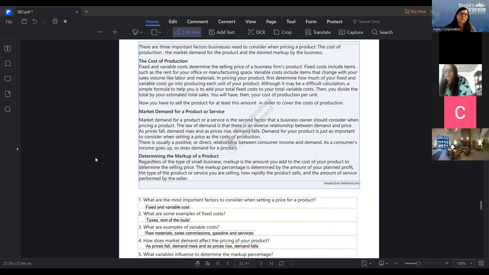In pricing your product, first determine how much of your fixed and variable cost go into producing each unit of your product. It may be a difficult calculation. A simple formula to help you is to add your total fixed cost to your variable cost, then divide the total by your estimated total sales. You will then have your cost of production per unit. Now you have to sell the product for at least this amount in order to cover the cost of production.